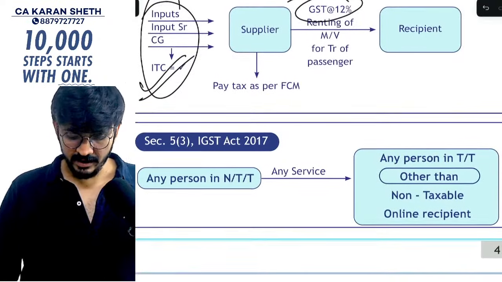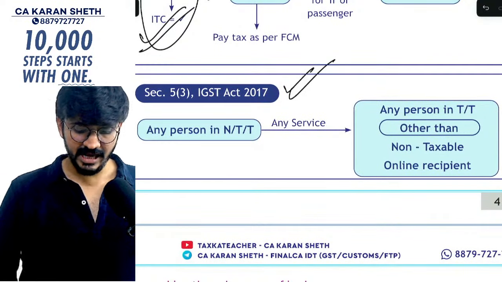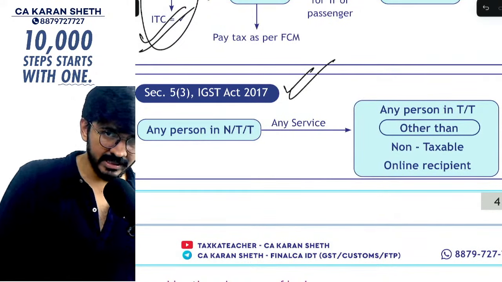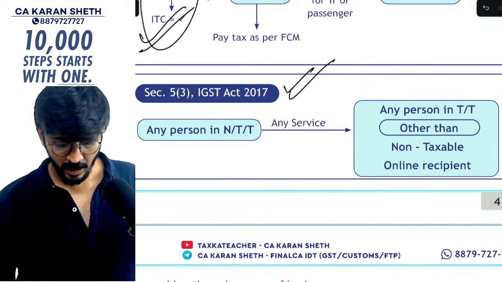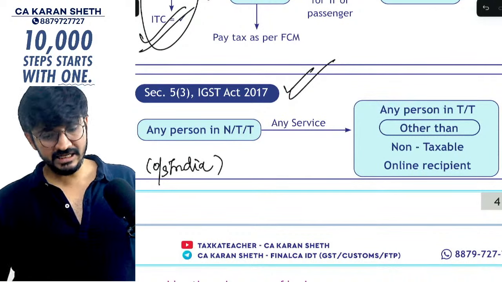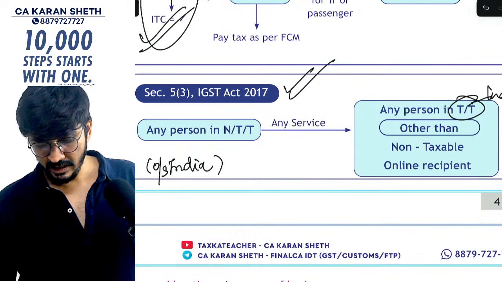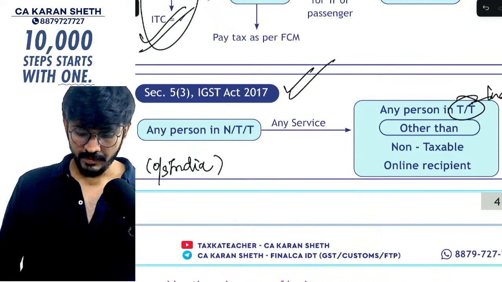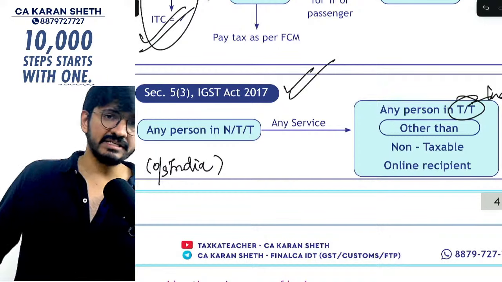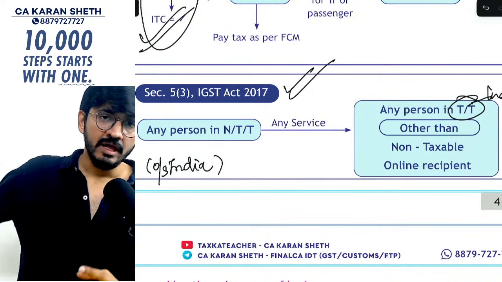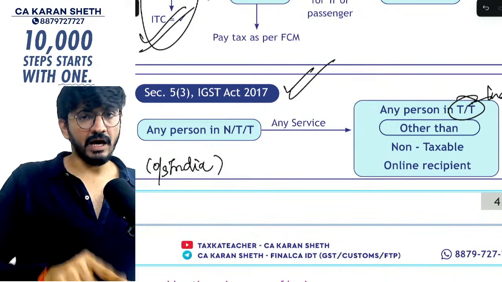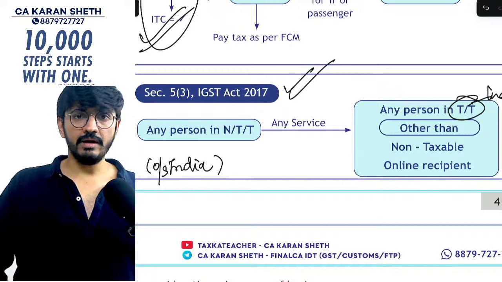Okay. And in Section 5(3) of the IGST Act, there is one classic case where the supplier is in non-taxable territory, that is outside India, and the recipient is in taxable territory, that is, the person is in India, other than a non-taxable online recipient. This is a phrase that I will explain when we do Section 14 of the IGST Act, right? In this case there will be RCM. Very simple. Okay, that's it.